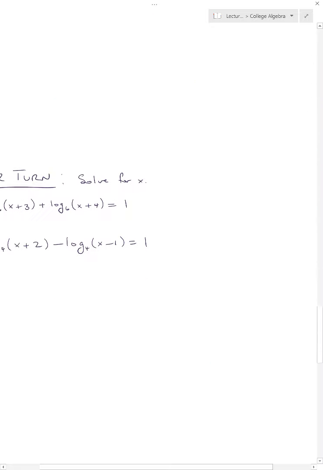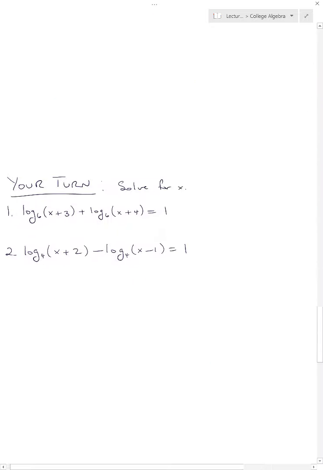For extra practice, you can try these problems. So you have log base 6 of x plus 3 plus log base 6 of x plus 4 is equal to 1. And you have log base 4 of x plus 2 minus log base 4 of x minus 1 equals 1. Notice that you'll be using two different properties in these two examples.